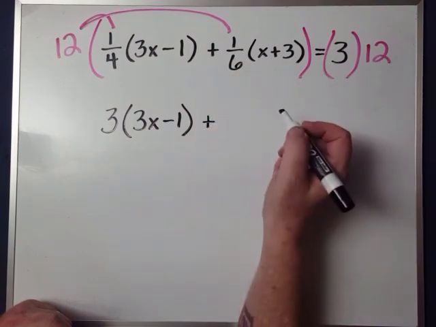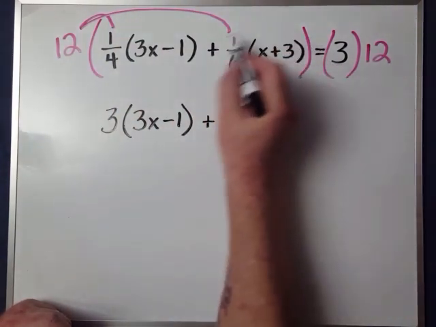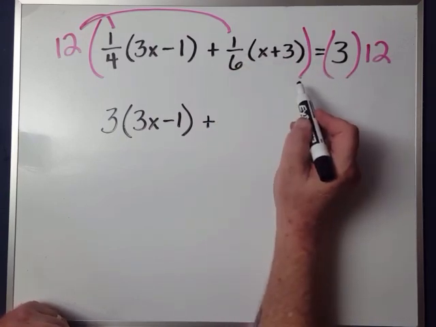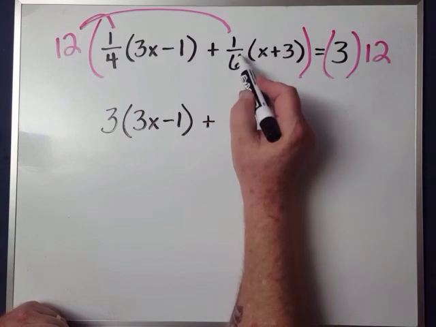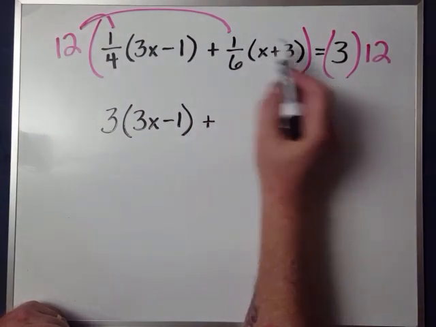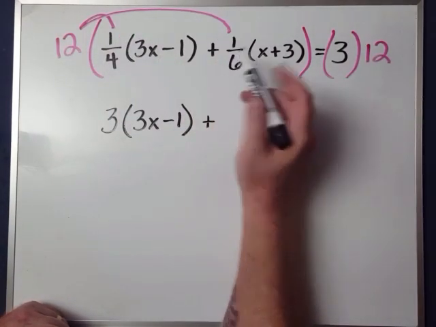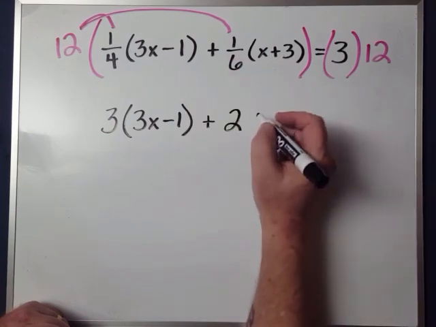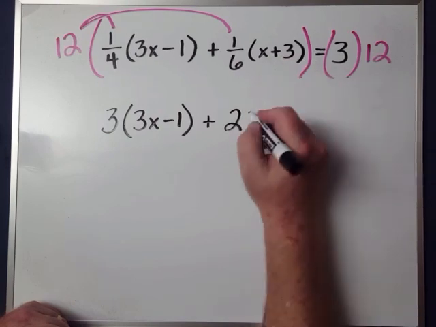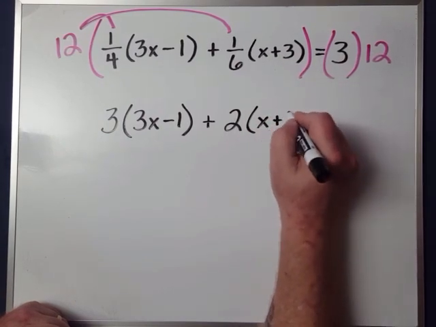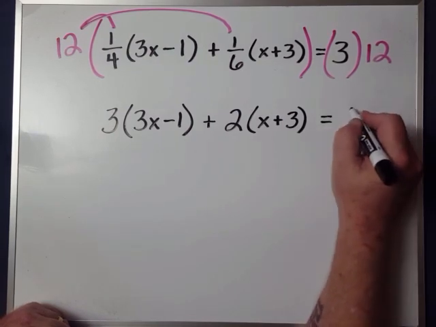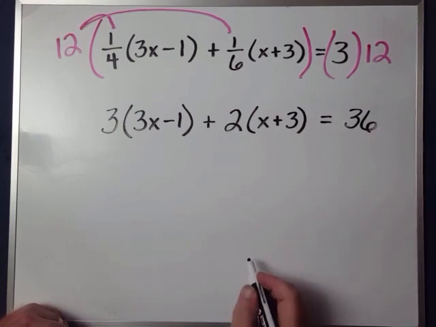And plus, distributing to this second term on the original left-hand side. 12 times 1/6 times the rest. 12 times 1/6 is 2. That's just 12 divided by 6. 12 times 1/6 is 2 times the rest. That 12 does not make its way down into those black parentheses. On the right-hand side, 3 times 12 is 36. Moving on.